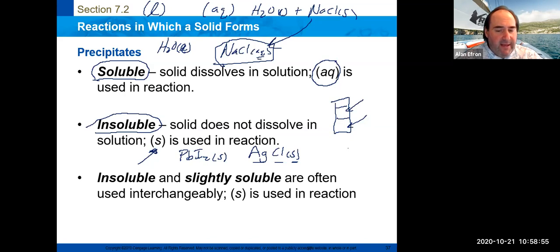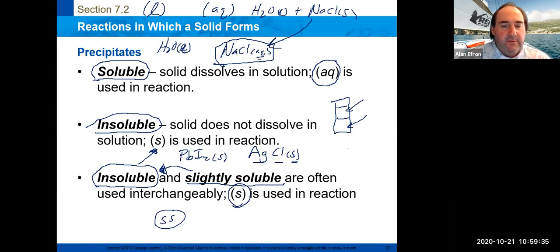Now, there is sort of a third classification that sometimes occurs with solubility rules, and that is what is sometimes referred to as being slightly soluble, sometimes abbreviated SS, on a table. Usually when we talk about something being slightly soluble, we think about it as being more insoluble. So if something is listed as slightly soluble, you would also use the solid symbol for it. Again, slightly soluble leans more towards insoluble.